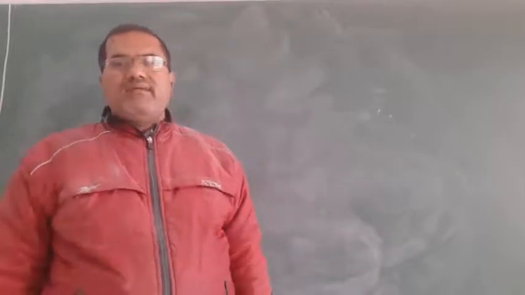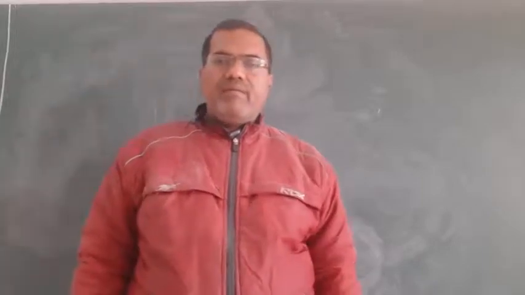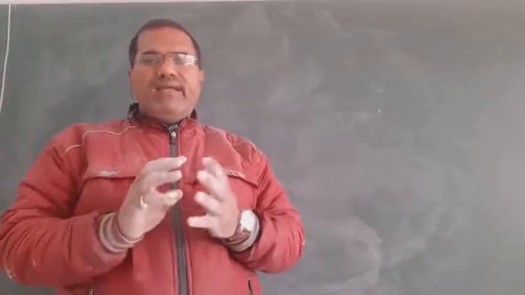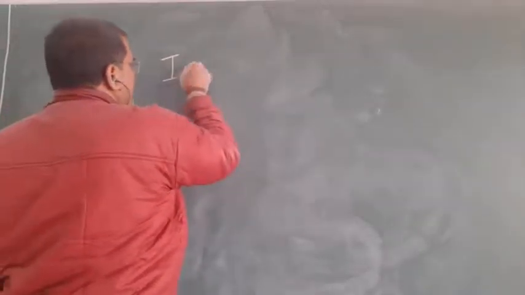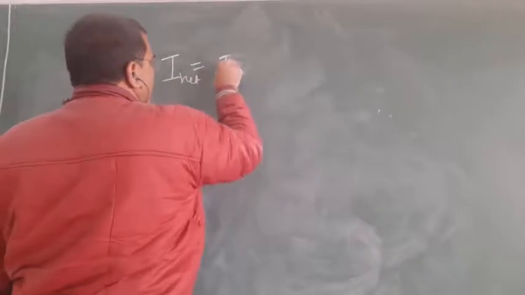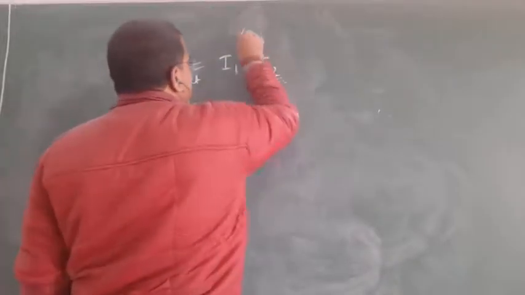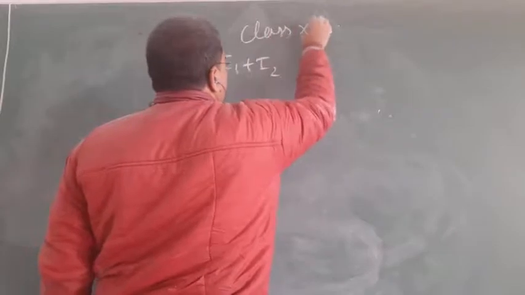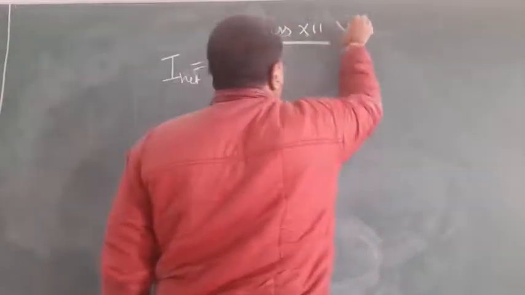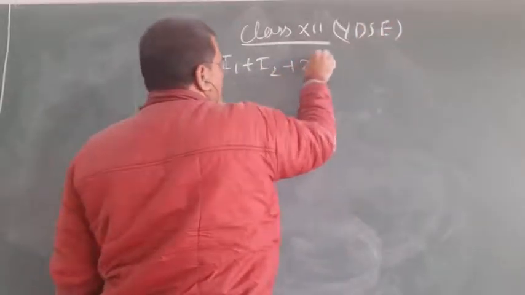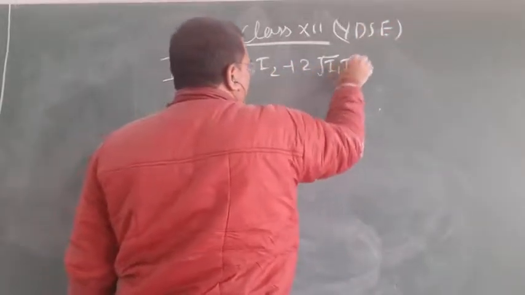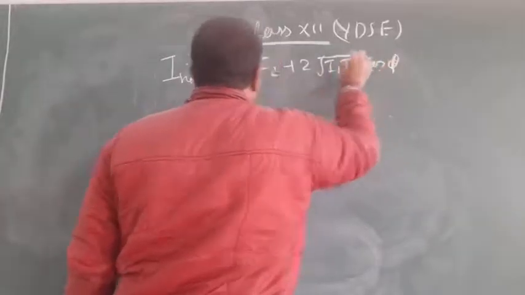Today our lecture is based on YDSE, how to modify the YDSE, Young's Double Slit Experiment. As we have already seen, intensity is equal to I1 plus I2 plus 2 under root I1 I2 cos phi.